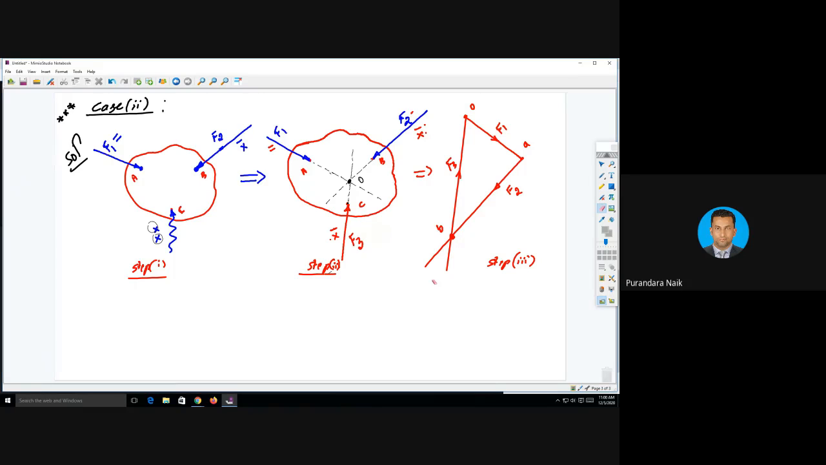The points of application of F1, F2, and F3 are A, B, C respectively. Capital A, capital B, capital C respectively. Full stop.